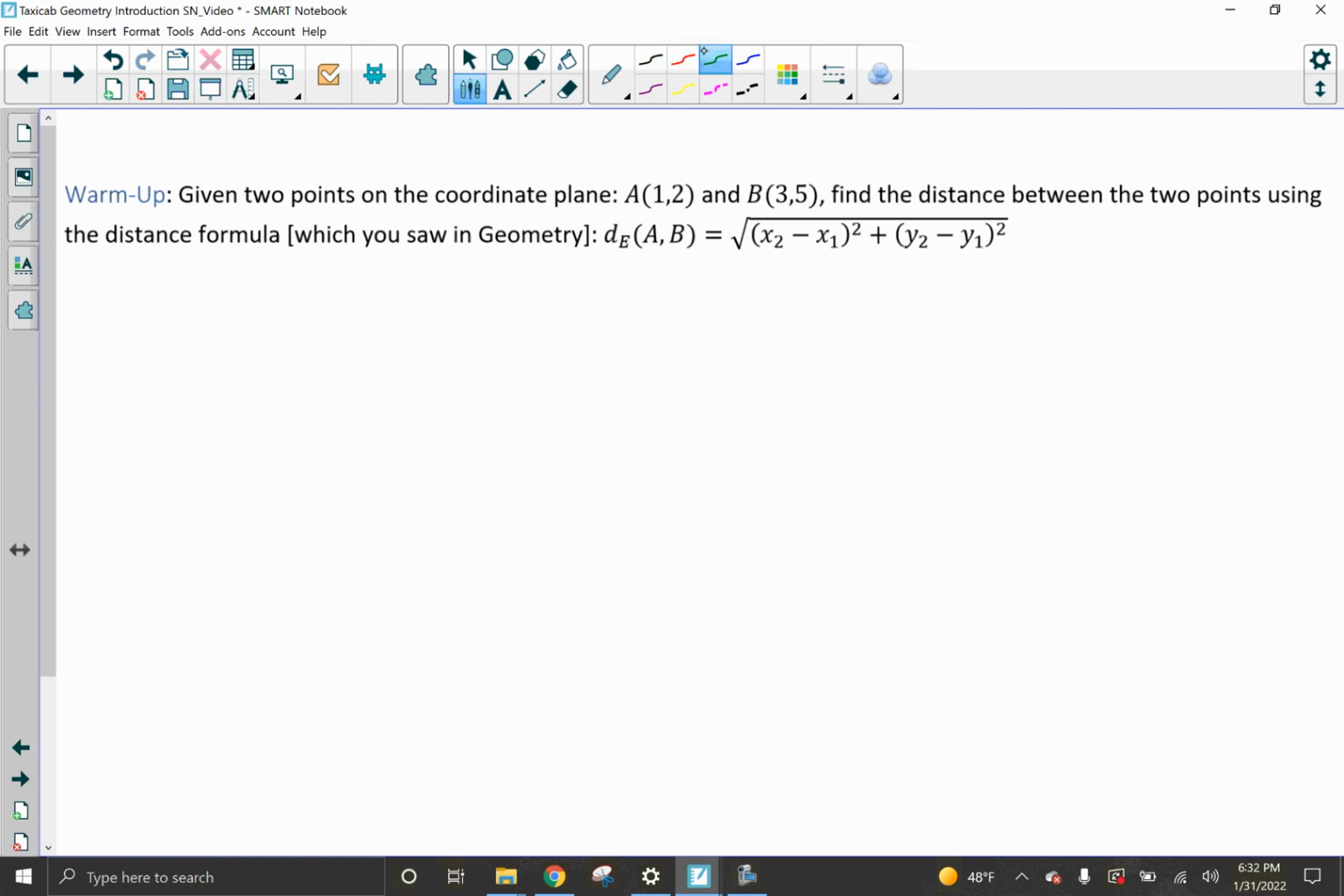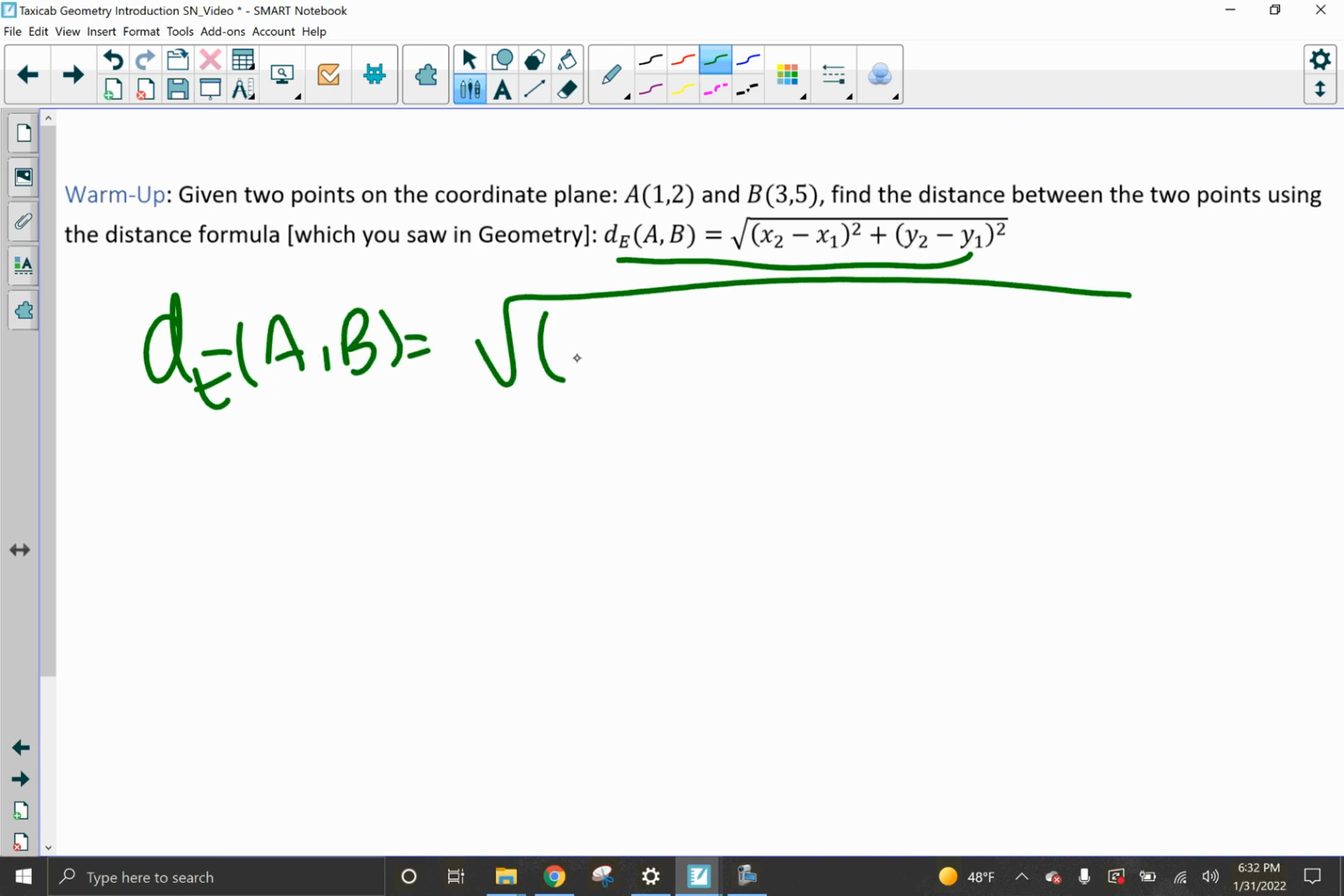Okay, so this is: given 2 points on the coordinate plane, A and B, find the distance between the 2 points using the distance formula. Okay, here's the distance formula. At this point, the E, which we talked about yesterday, stands for the Euclidean distance. So I'm going to substitute these in.